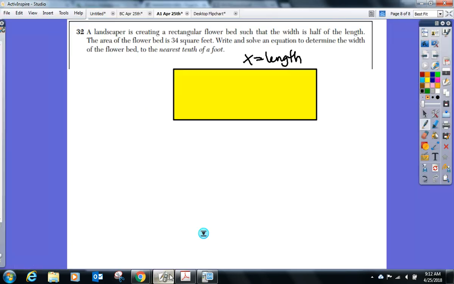Width is half of the length. So if x is the length, how do you represent half of that? 1/2. Well, why don't you introduce a new variable? All right, just 1/2 of x is going to be equal to the width.